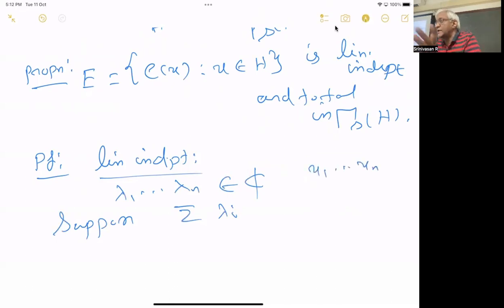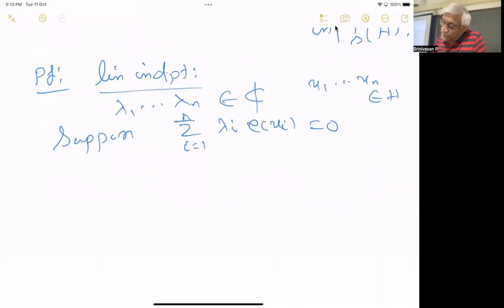We want to show that linear independence is an algebraic statement. So you don't consider an infinite family. You take a finite family, U1 up to Un, and finite numbers, lambda 1 up to lambda n. Then suppose summation of lambda i E of U i, i equal to 1 to n, is equal to 0. We want to show that each lambda i should be 0.